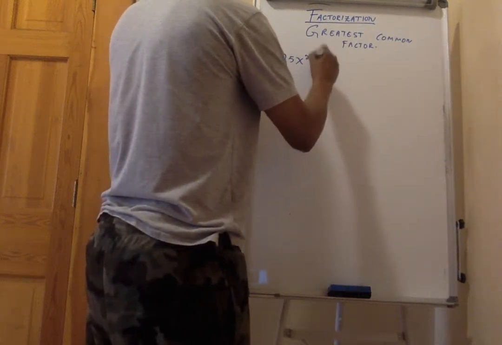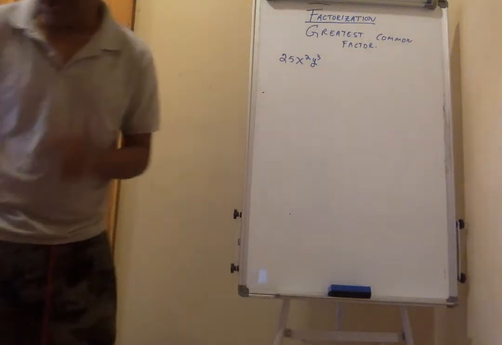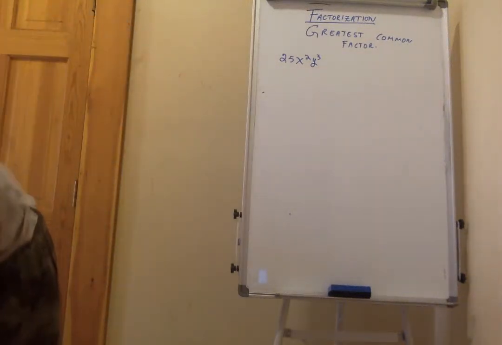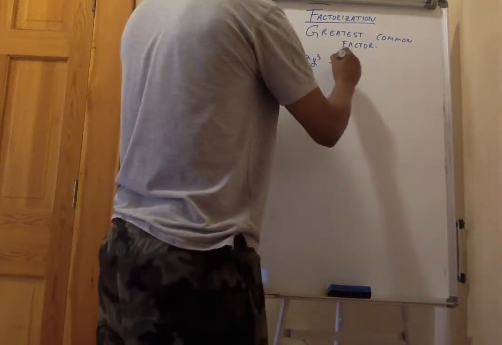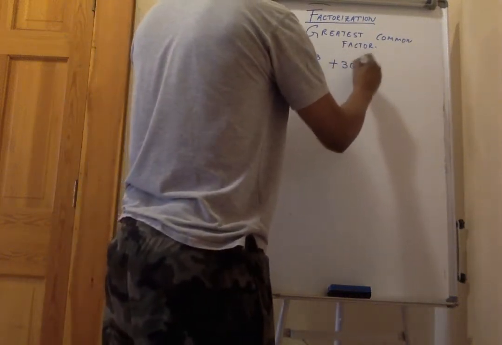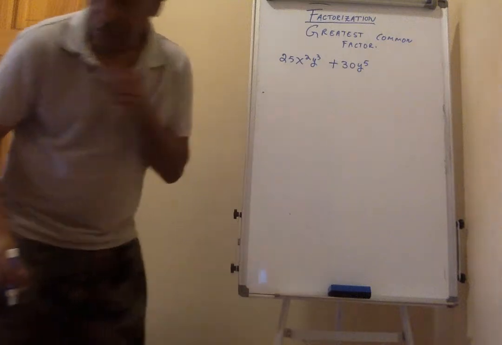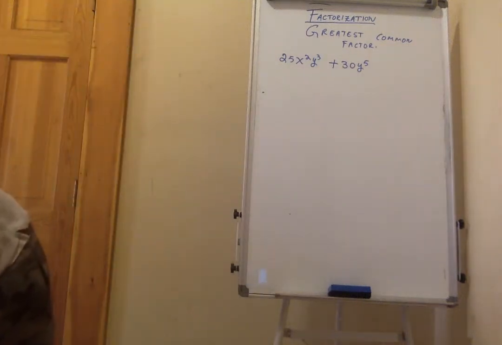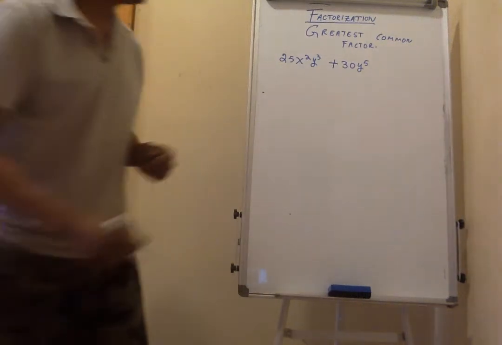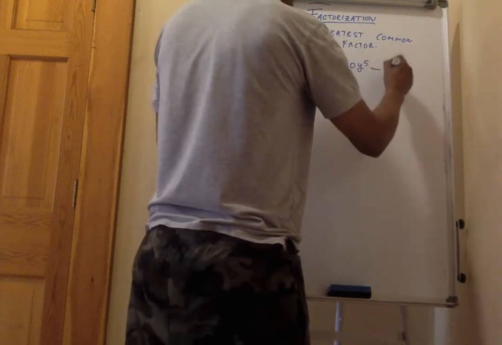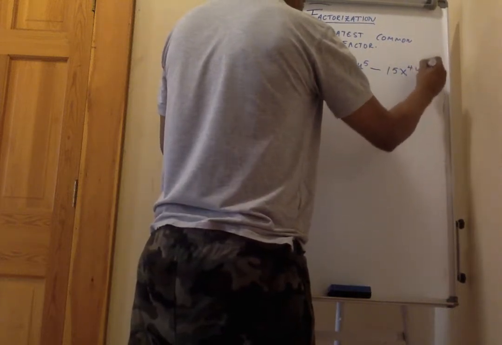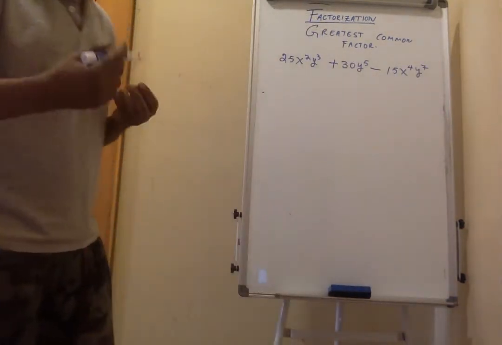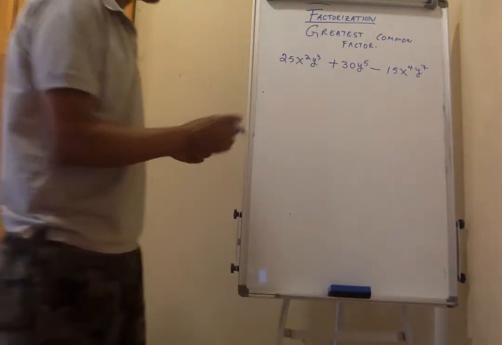X squared, y cubed. Now we have two variables. That's 30y to the fifth. Minus 50x to the fourth, y to the seventh. And then let's find the greatest common factor of each, one at a time.